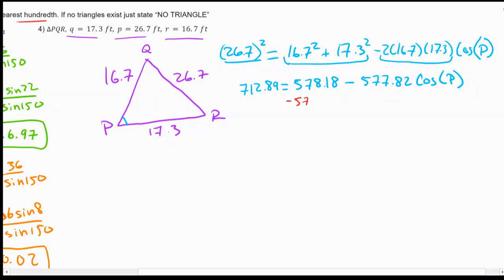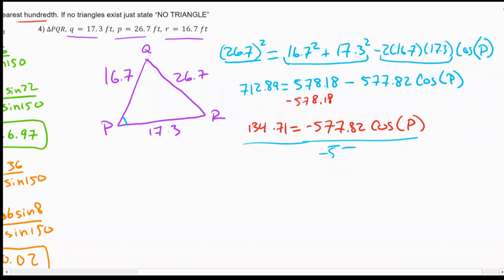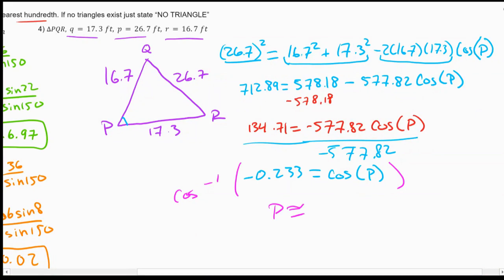Next thing I'm going to do is subtract 578.18 from both sides, and that ends up giving me 134.71 equals negative 577.82 cosine of P. Then I'm going to divide both sides by negative 577.82, which ends up, I'm rounding here, but I'm going to use the exact value in my calculator, I get about negative 0.233 equals cosine of P. And then I take the inverse cosine of both sides to get P, which is about 103.48 as my angle here. So 103.48 for angle P.